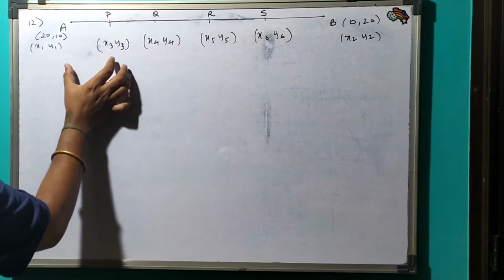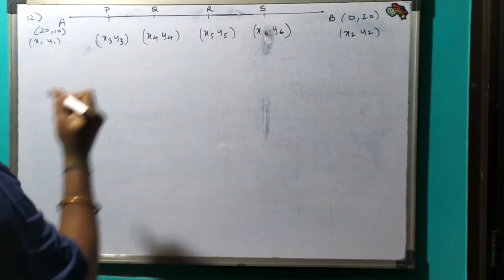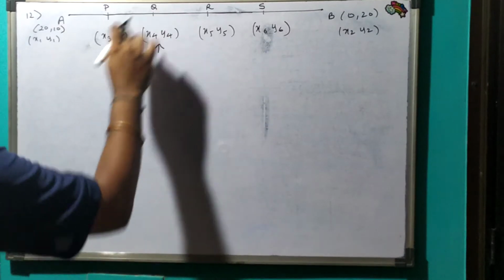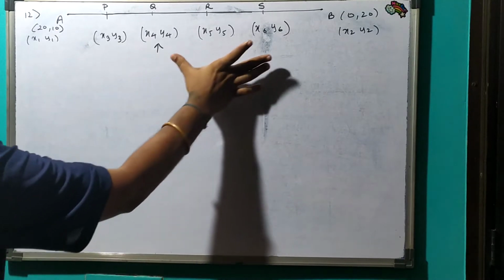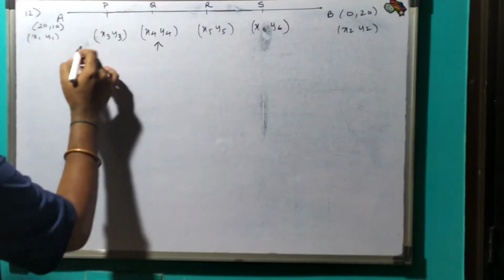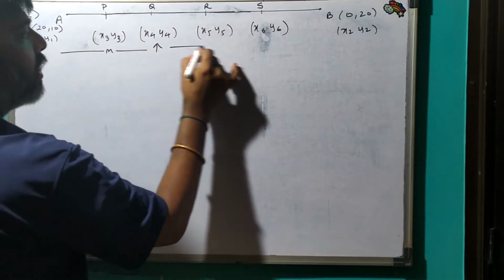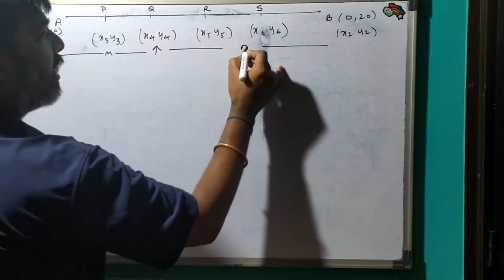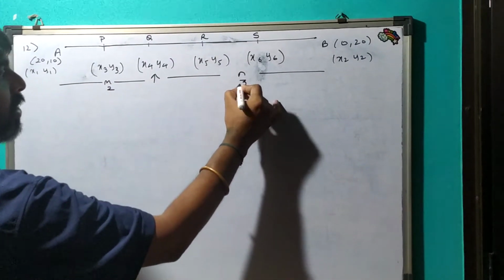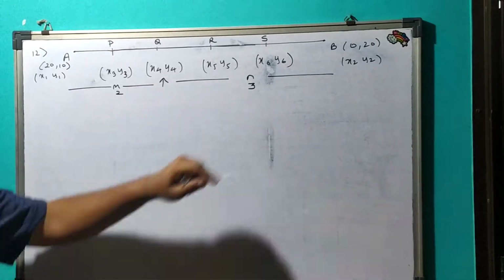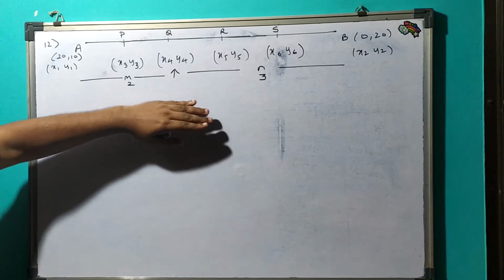Total how many parts are there? 5. 1, 2, 3, 4 and 5 parts. If I am taking Q, these 2 parts will be 1 and 2. This will be 2 parts and the remaining part will be 3. So over here my M will be equal to 2 and N will be equal to 3. I am just distributing it into a ratio.